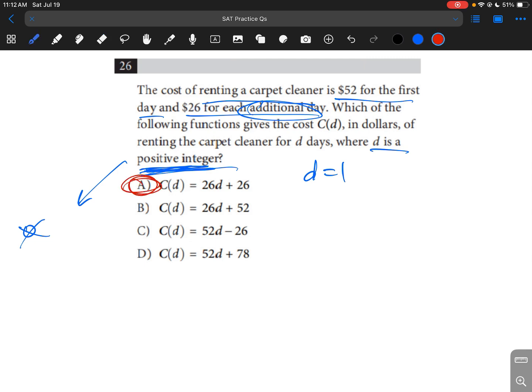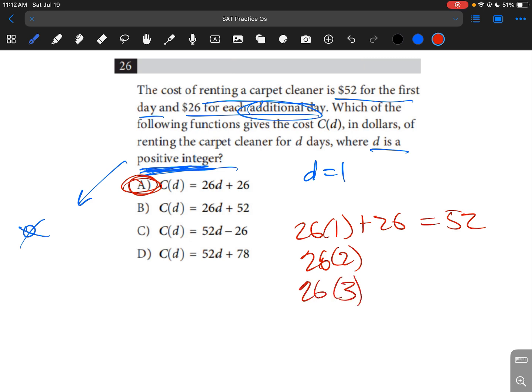And that's because if you plug d is equal to 1 here, then you end up with 26 times 1 plus 26, which is equal to 52. And on the second day, you add an additional 26 by multiplying by 2. And on the third day, an additional 26 because you multiply by 3.